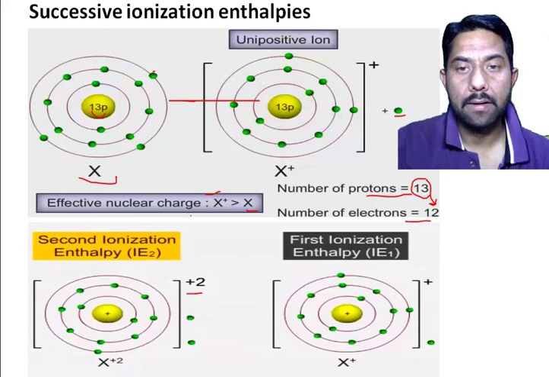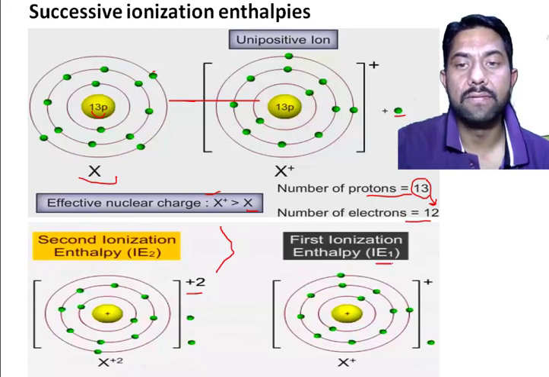Okay. So if we compare the first ionization enthalpy and second ionization enthalpy, the second ionization enthalpy value will be greater than the first ionization enthalpy. The reason is quite clear now, right? Because after removal of an electron, the effective nuclear charge increases, and hence greater the nuclear charge, the size will be less. But now when another electron has to be removed, it will require more energy.